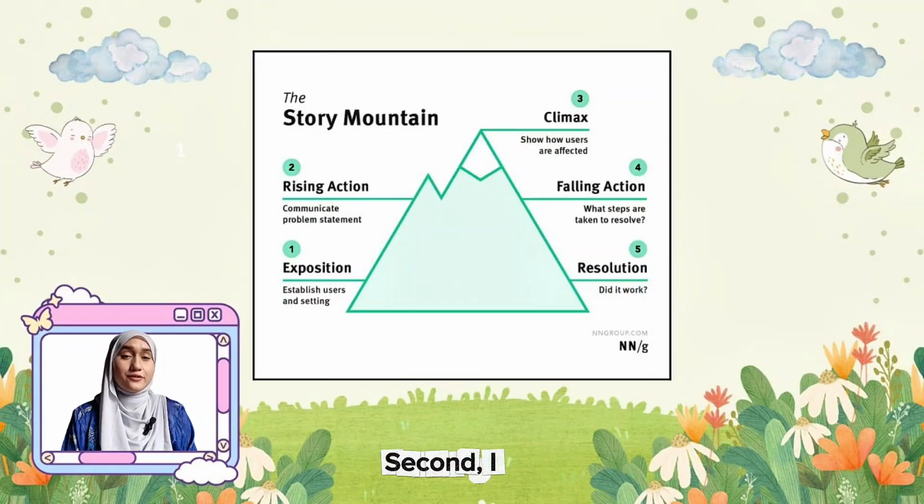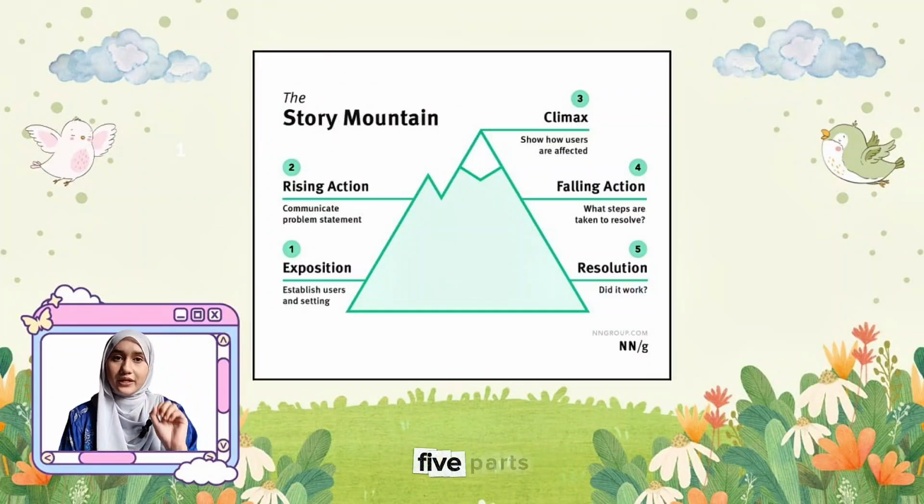Second, I used the mountain structure. Even though I started in the middle, I wanted the story to be clear. The mountain helps me organize the story into 5 parts, which are exposition, rising action, climax, falling action, and resolution.